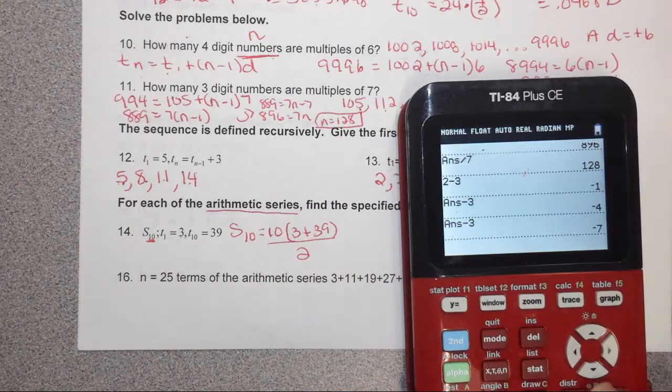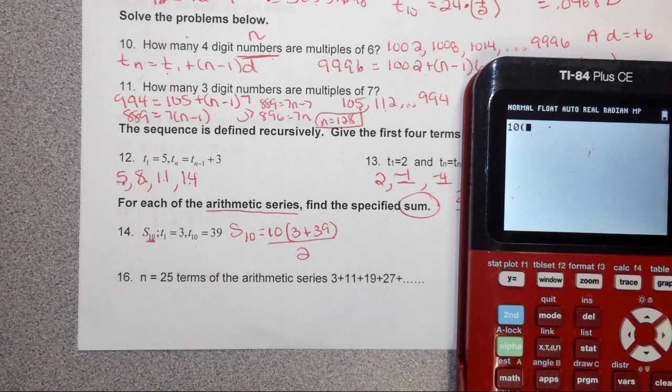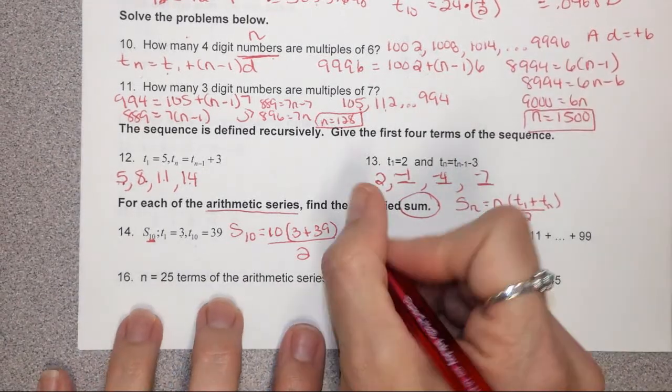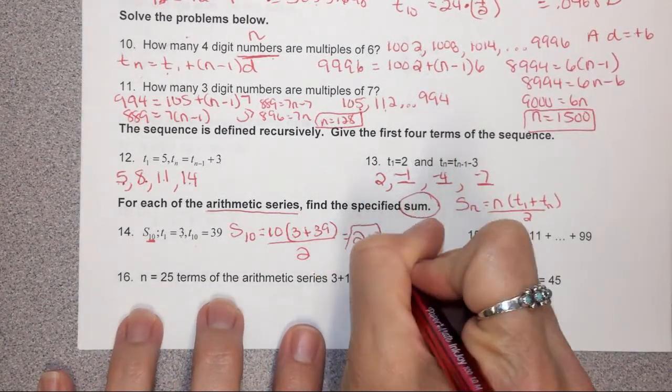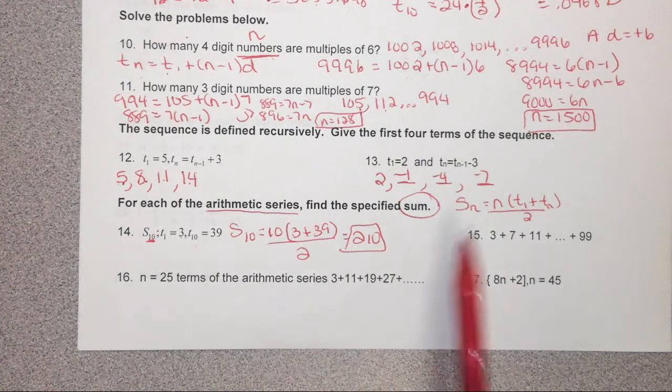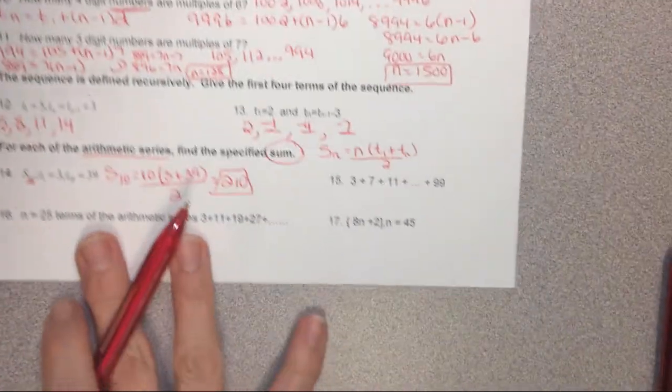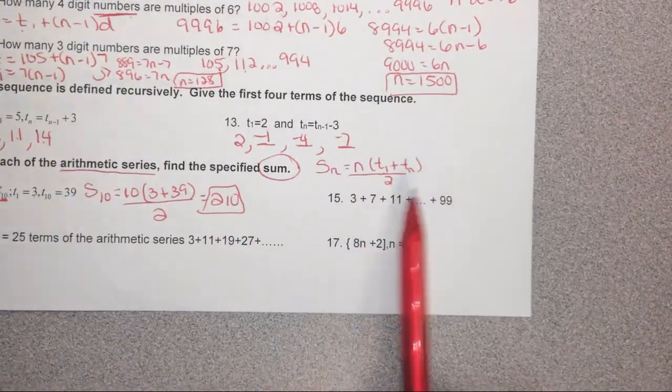Okay, so I'm going to plug that in. So 10 parentheses 3 plus 39, enter, divided by 2. And I get 210. Done. Okay, so for number 15, it's the exact same process.